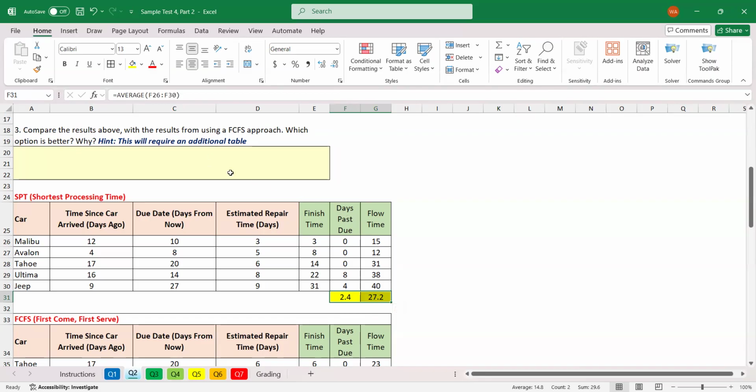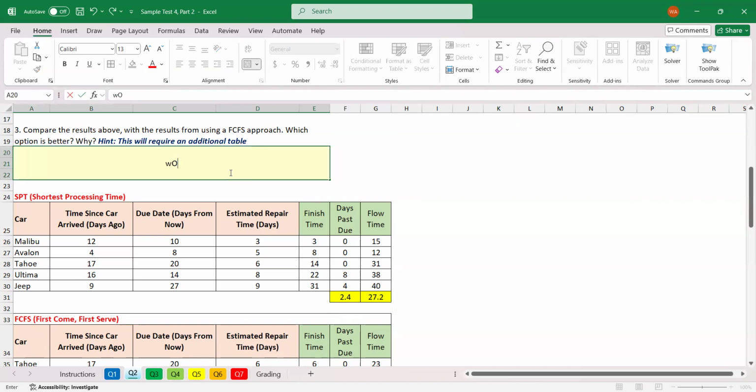So I'm going to start with the days past due. With regards to days past due, the shortest processing time approach is better since it has much fewer days past due than the first come, first serve.